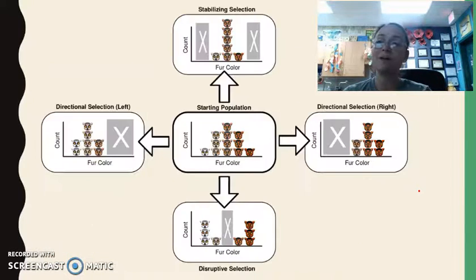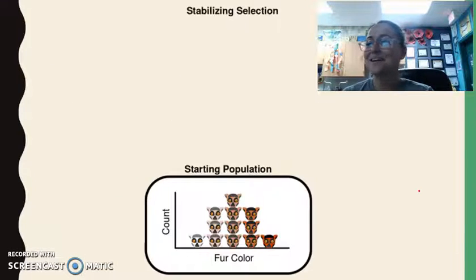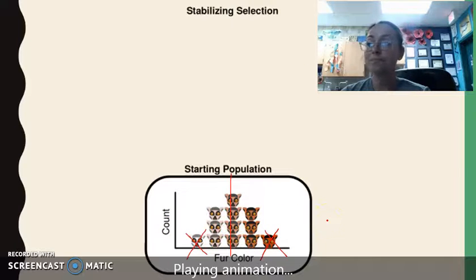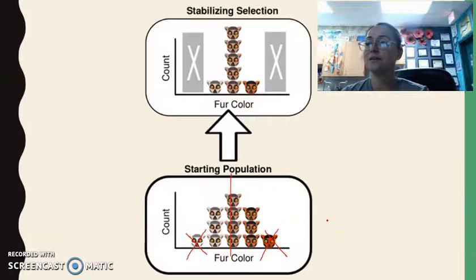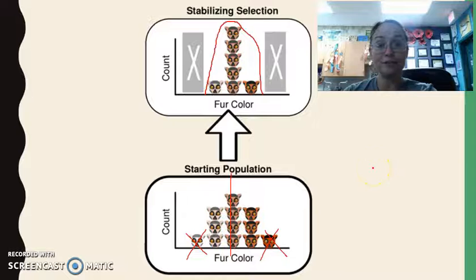So just another way to visualize it, we'll look at these four rectangles. So in stabilizing selection, if we have this starting population, I want you to think about, well, what will this look like? Well, in a stabilizing population, it's going to be the medium phenotype that is favored. So here, this will be favored. These ones will have low fitness. And over time, you should see a greater amount having that medium phenotype by selection, survival of the fittest.